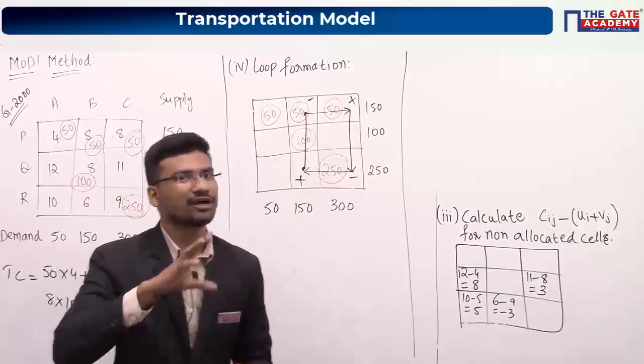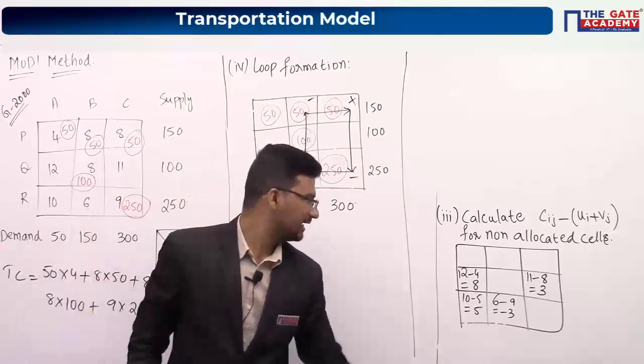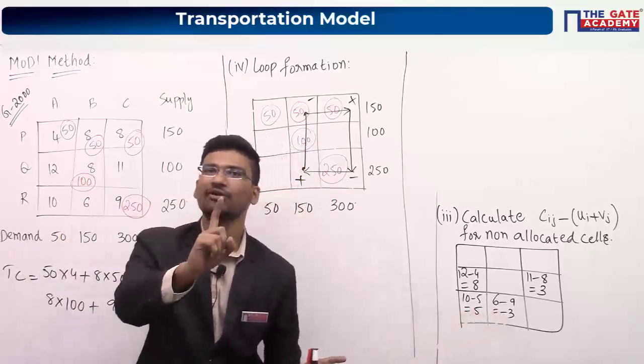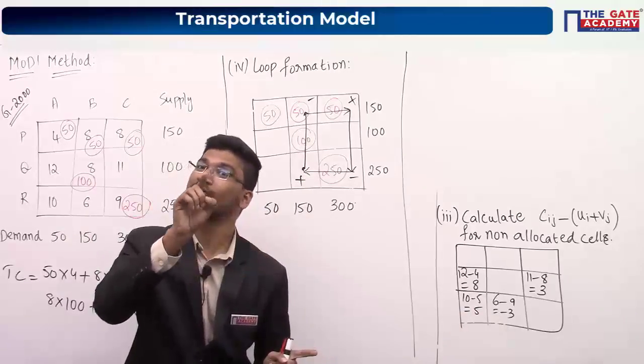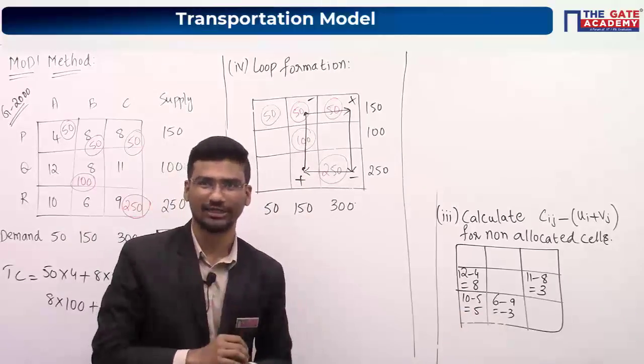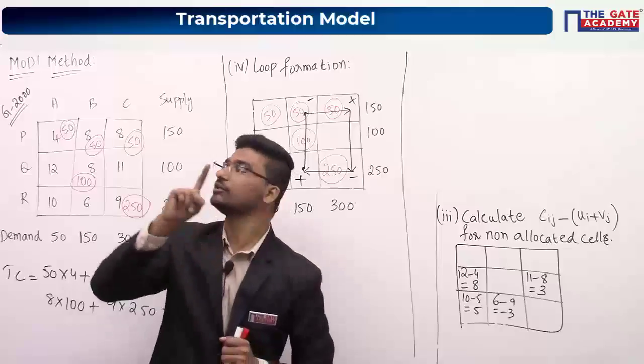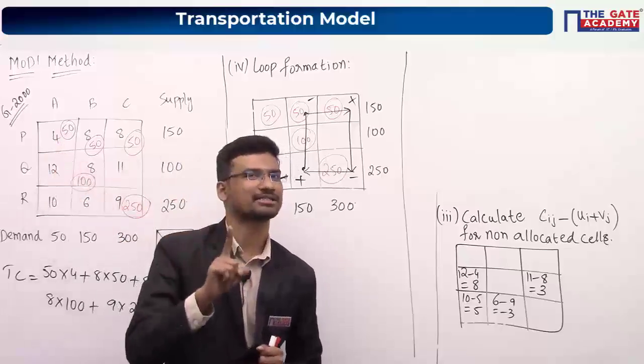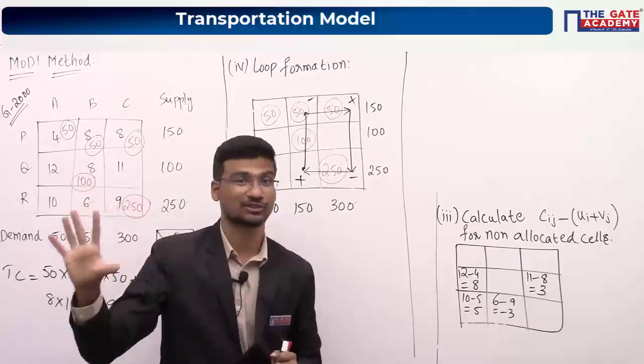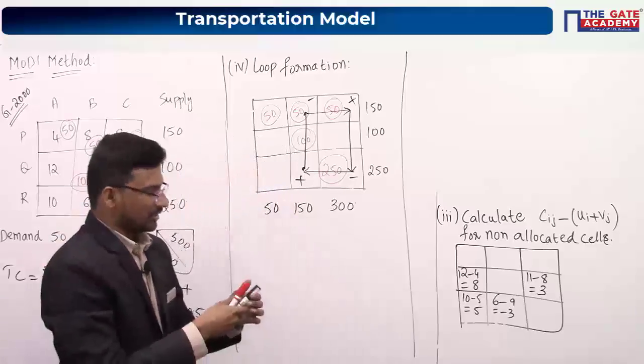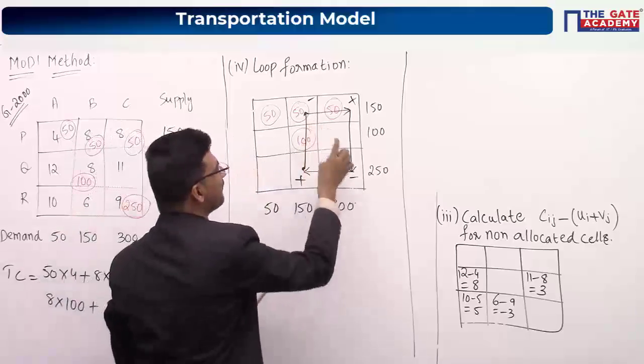See what we are doing. We are making a new allocation in the negative cell. Whenever you are introducing a new allocation, you have to remove an old allocation also. That's what we are doing, because ultimately you should have only m plus n minus 1 allocations. Otherwise, we cannot use the MODI method. Now, among these two, the minimum value is 50.